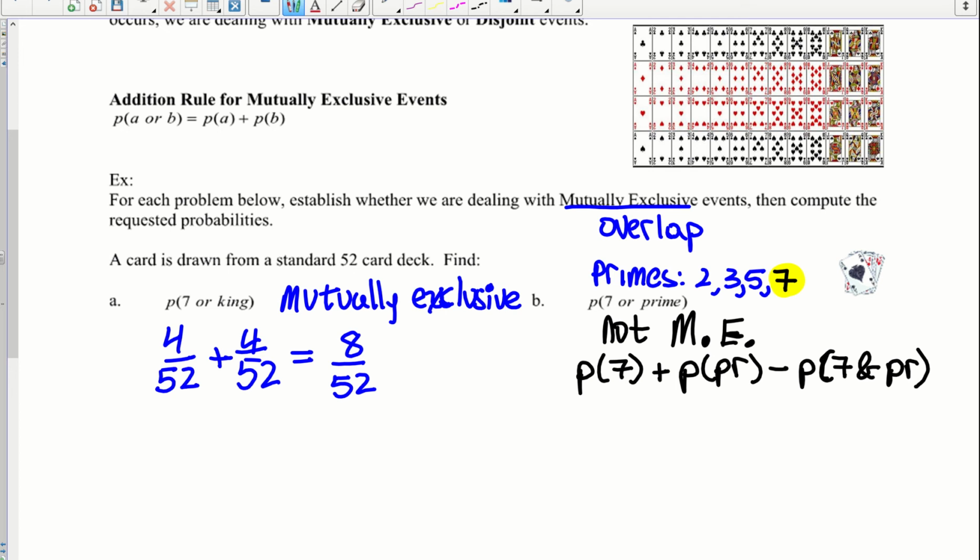All right, so the probability of 7, we know, is 4 out of 52. Probability of a prime number, well, here it looks like there's 4 of them, but you've got to remember there's 4 per suit, right? For the clubs, the diamonds, the hearts, and the spades, so there's going to be a total of 16 primes in the deck.